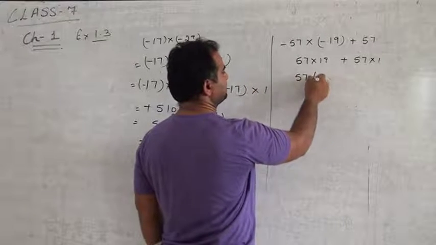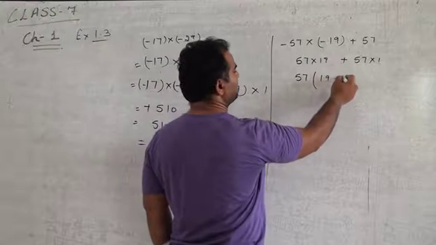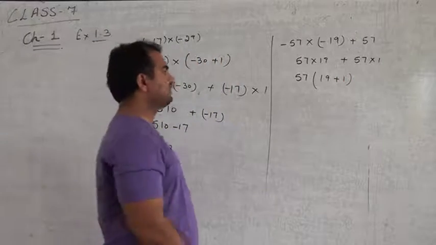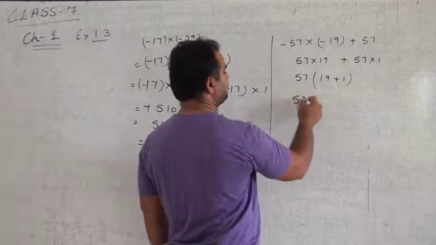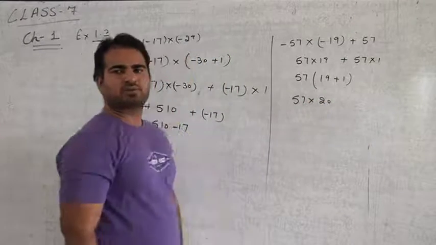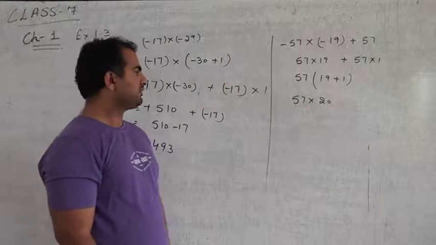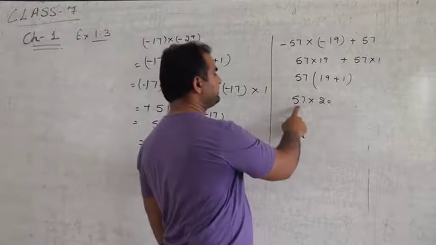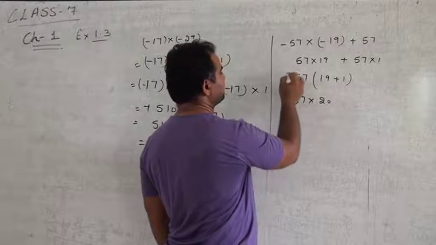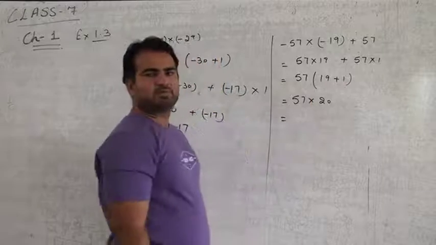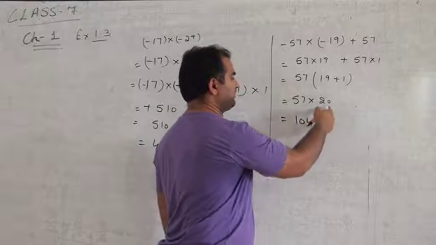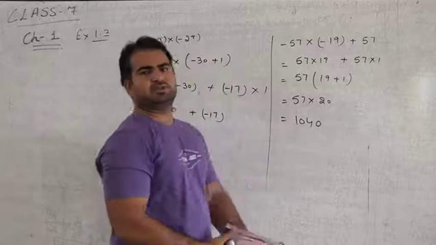What we can do is take 57 common from both of these. So I have taken 57 common, it will be 19 plus 1. What we can write is 57 into 19 plus 1, which is 20. So we can easily multiply 57 by 2. What is 57 into 2? 57 into 2 will be 114, and we can place a 0 there.